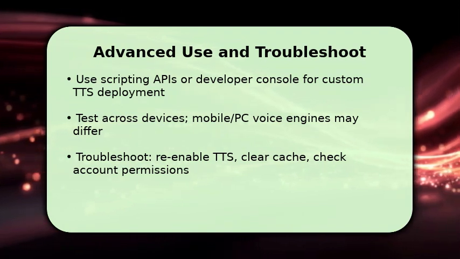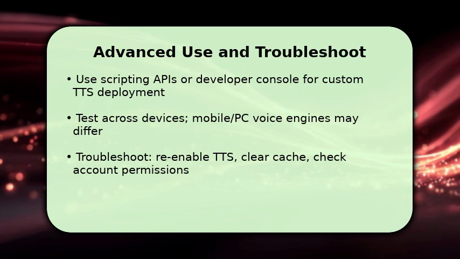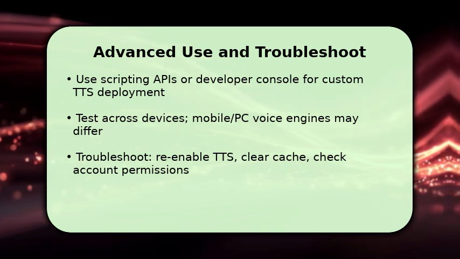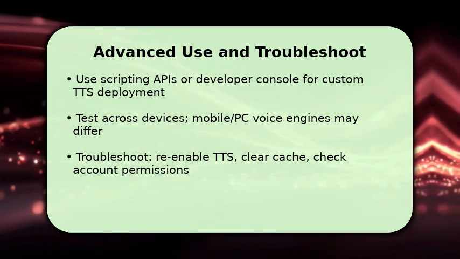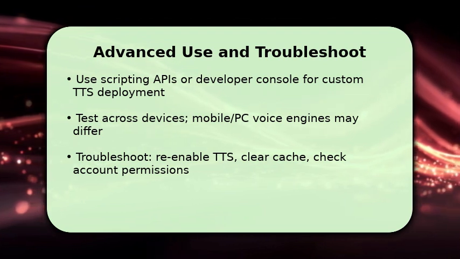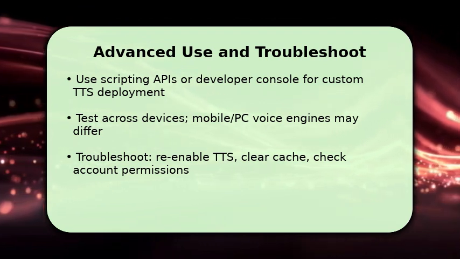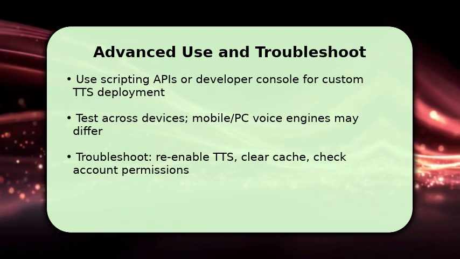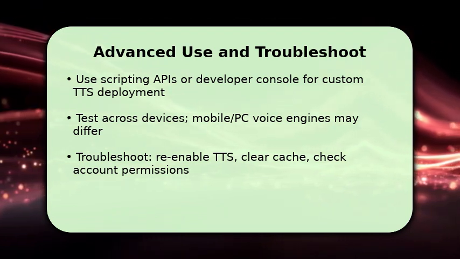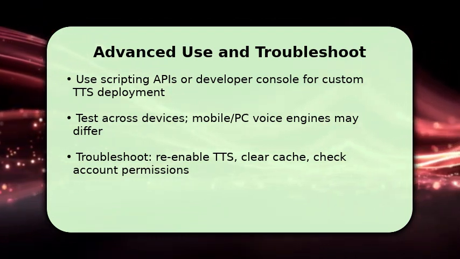For custom experiences, use Roblox developer APIs to call text service or remote events so scripted lines play in context. This gives control over timing and localization. Test on PC and mobile because voice engines and latency differ, and adjust speed or splits if words cut off.